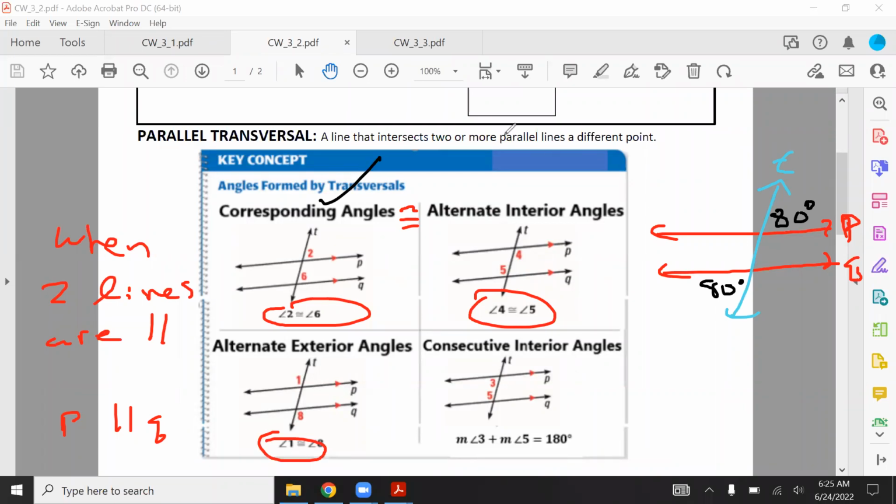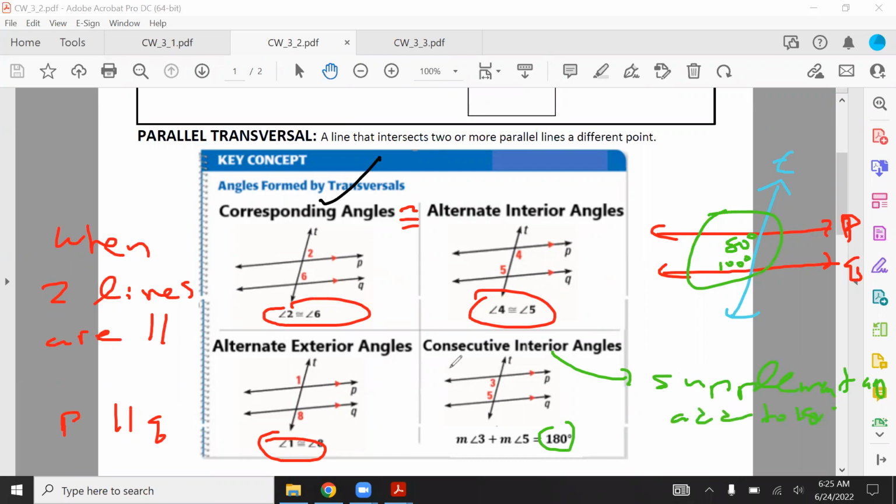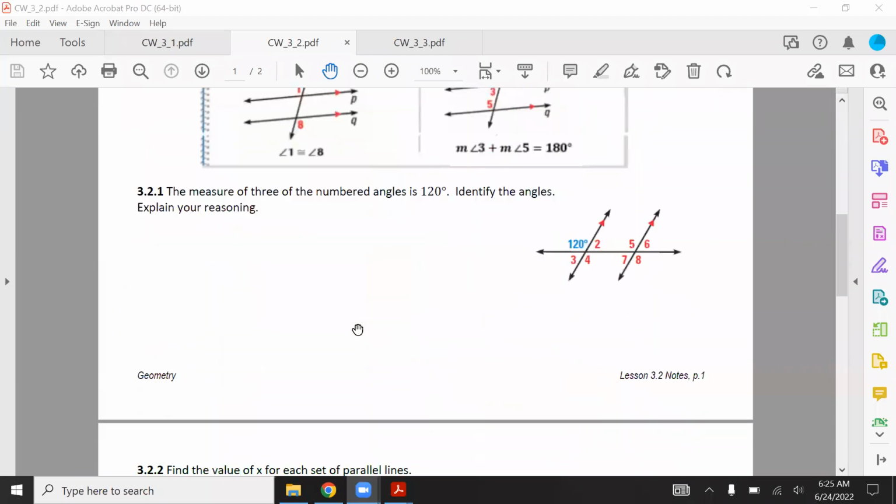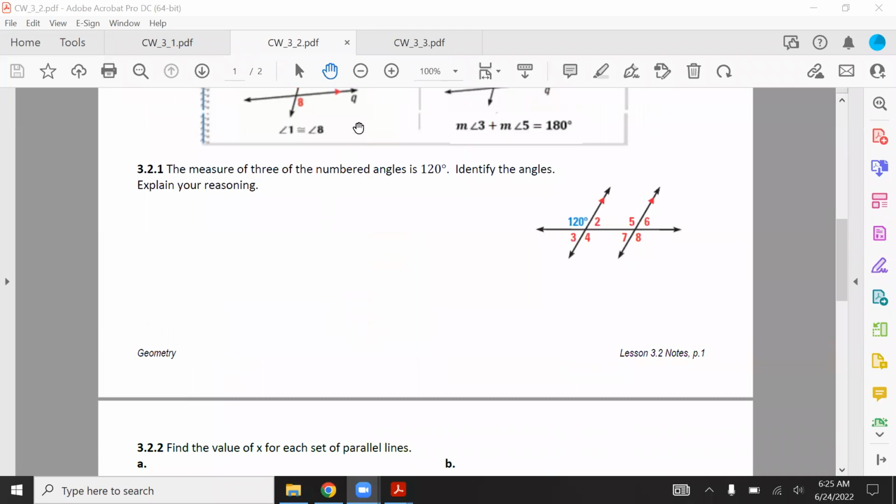And lastly, if you're a little bit careful here, that's 80 degrees, right? That's going to be 100 degrees right here, because that forms a linear pair with this 80 degrees. We see, oh, those add to 180. So consecutive interior angles are always going to be supplementary to each other, or add to 180. Always, always, always, when the lines are parallel. So that's a big deal. All that's a big deal.